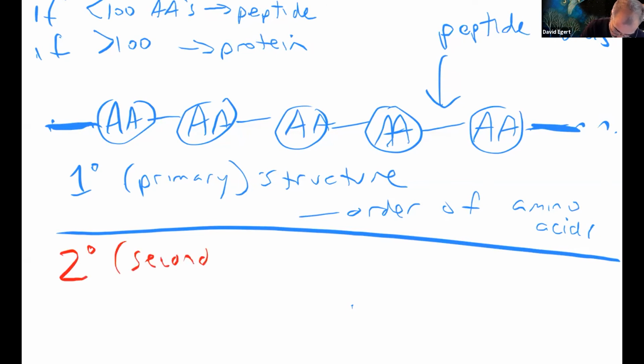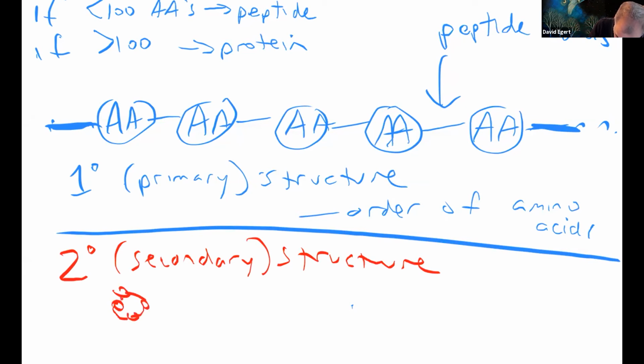Secondary structure. There's two things that happen. One is where every third amino acid hydrogen bonds with the one above it, and you get these helices. They're called alpha helices.